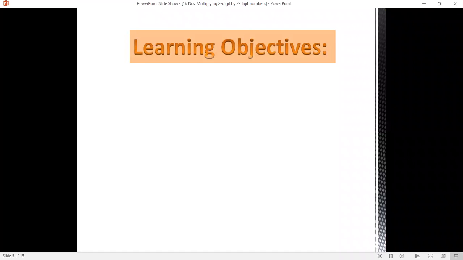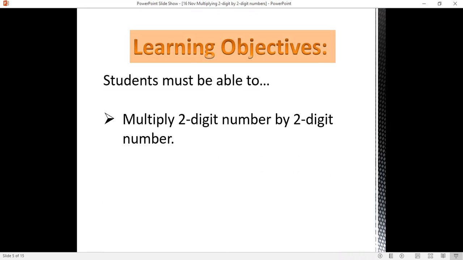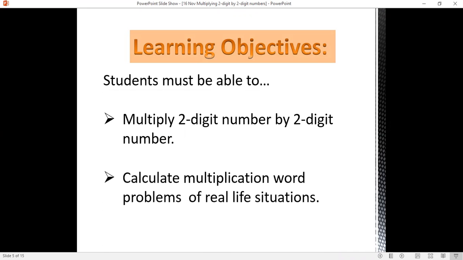Let's have our learning objectives first. You need to know how to multiply a two-digit number by a two-digit number. I'm going to explain to you also one method that maybe will be easier for you, and also solve word problems that are related to real life situations.